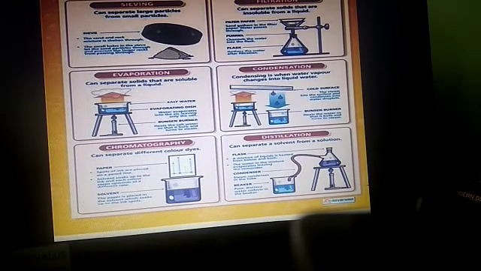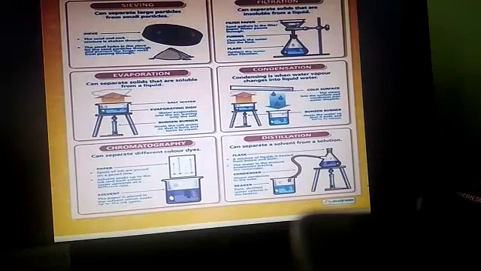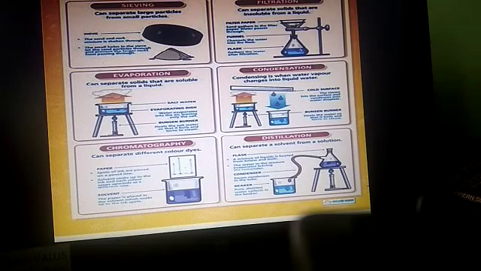So these are the separation techniques. Sieving is used to separate large particles from smaller particles, and filtration can separate solids that are insoluble from liquid. Evaporation can separate solids that are soluble from a liquid. Condensing is when water vapor changes into liquid water. Chromatography can separate different color dyes, and distillation can separate a solvent from a solution. So these are the separation methods for pure substances.